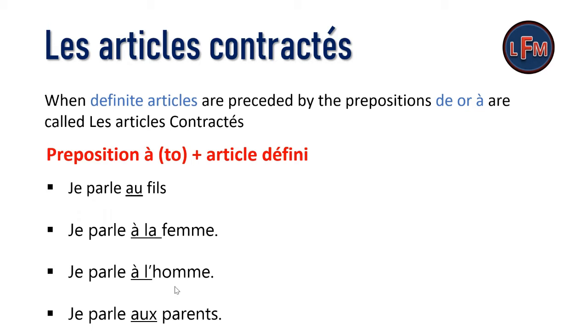Je parle à l'homme. I speak to the man. Here, homme is masculine singular, but starting with a vowel, so we use à l apostrophe, to the man. Je parle aux parents. I speak to the parents. Here parents is plural, so we will write aux, to the parents.